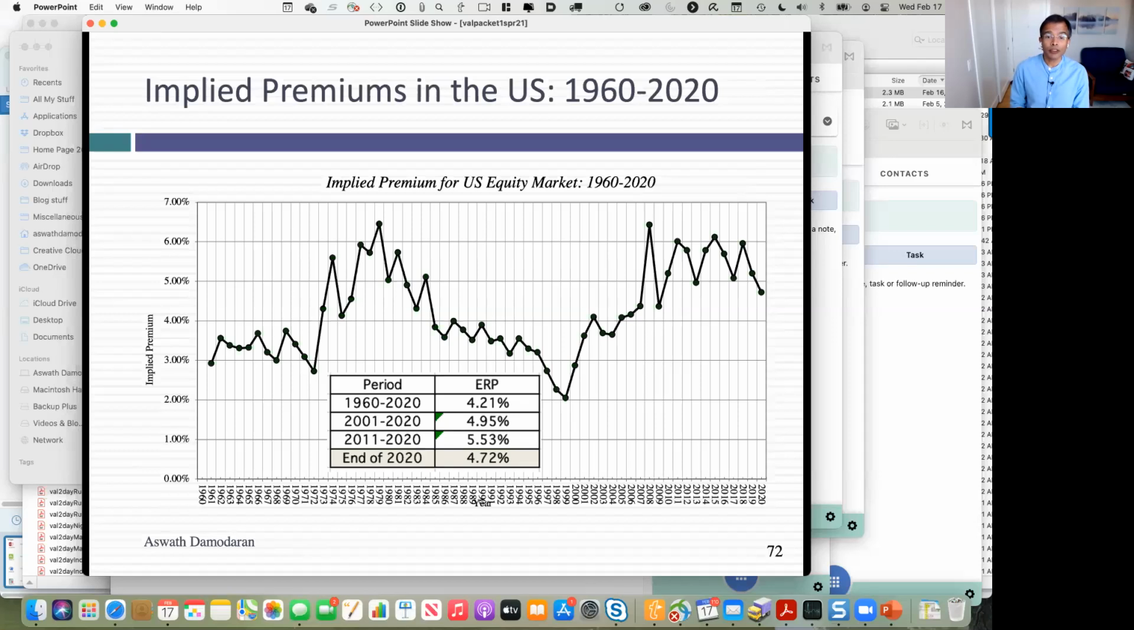And one of the questions, of course, is, is that equity risk premium enough? Because every question about markets can actually be translated into a question about equity risk premiums. If you tell me that stocks are overvalued, you're basically telling me the equity risk premium is too low. If you tell me stocks are undervalued, you're telling me the equity risk premium is too high.